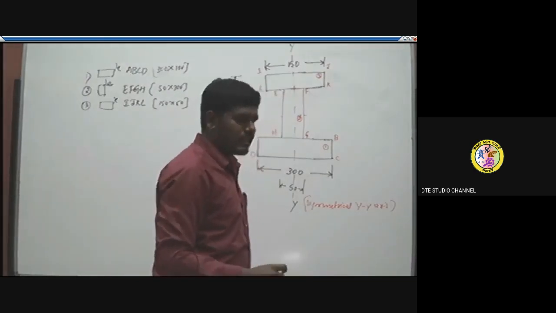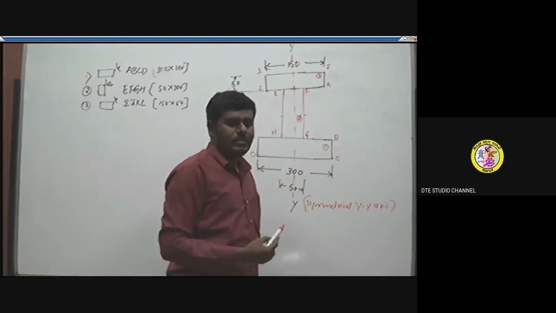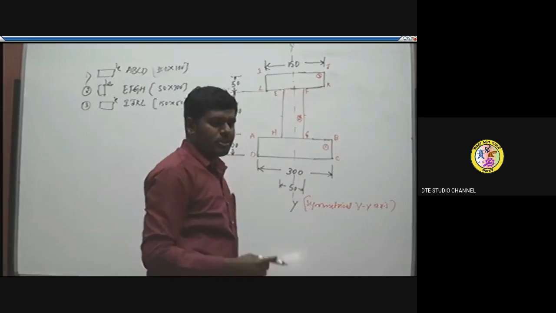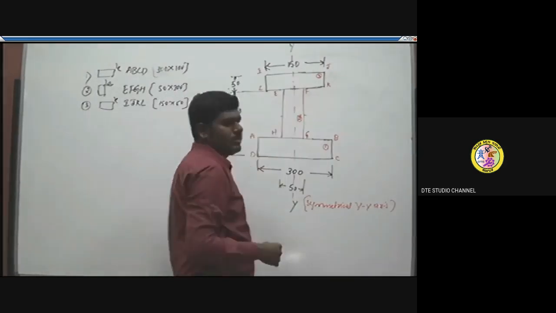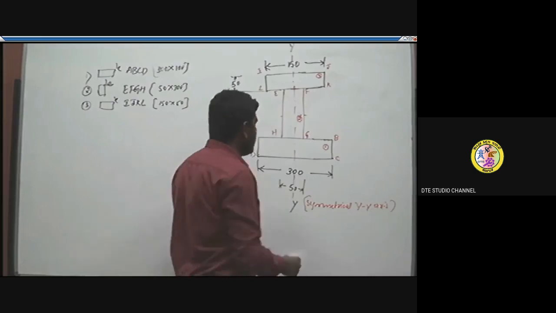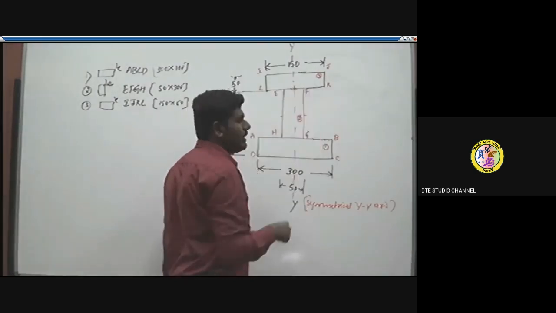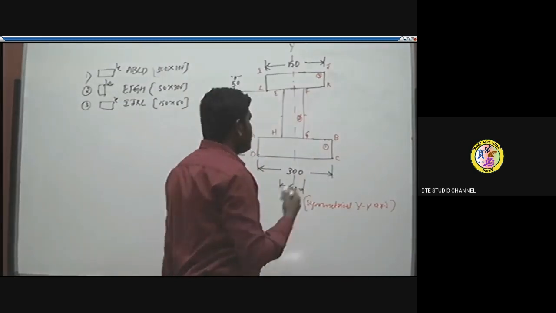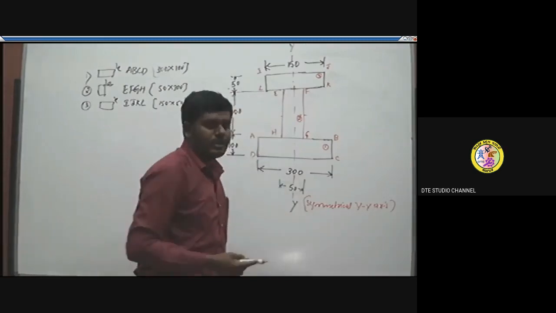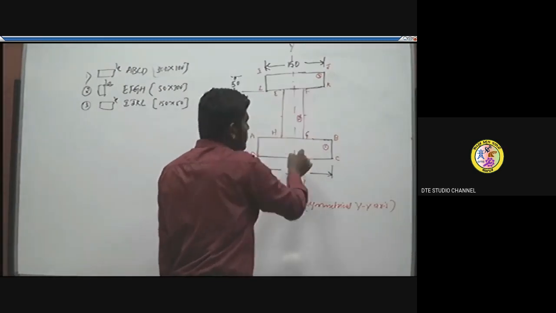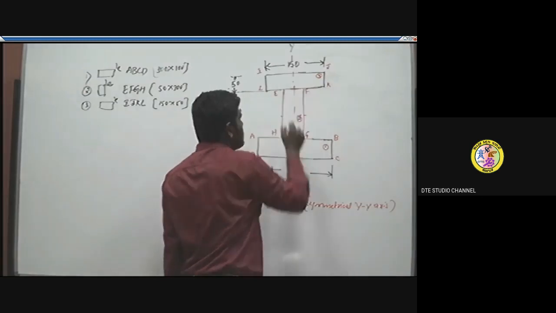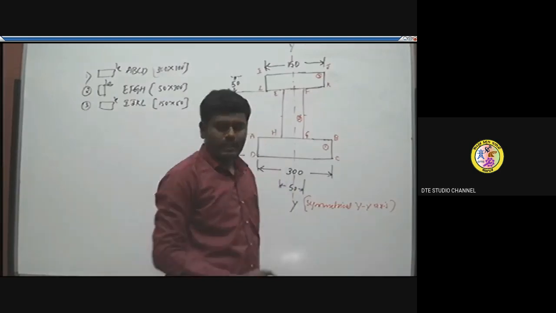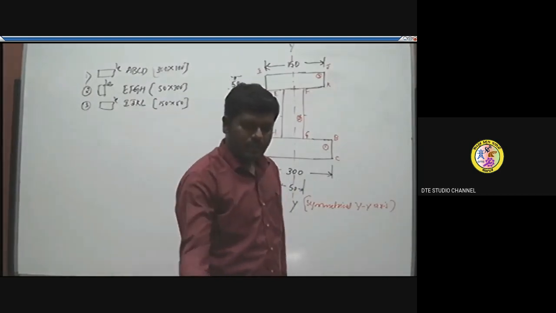As we discussed in the last class, if a plane lamina is symmetrical about any one of the axes, then the centroid will be located on its axis of symmetry. That means the centroid of this I section will lie on this axis only. So it is unnecessary to calculate the x coordinate. We need to calculate only the y coordinate, so we can locate at what distance in the vertical direction the centroid is located. That is the second step, and then the third one.